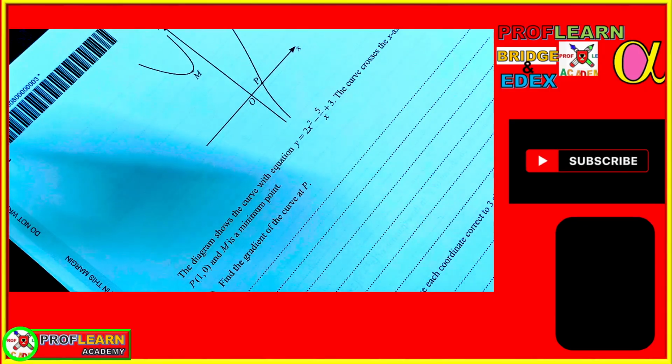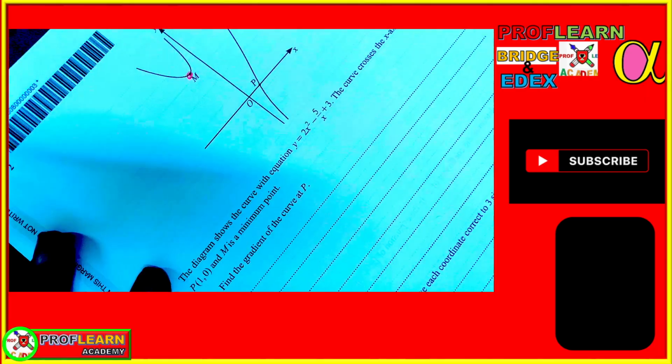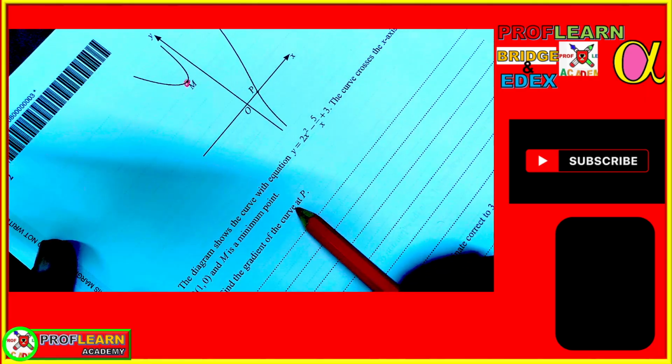Another question I'm going to teach is question 2. The diagram shows the curve with this equation. The curve crosses the x-axis at the point P(1, 0), and M is the minimum point. M is the minimum point, and our M is well seated here. This is the M that we are talking about. Then find the gradient of the curve at P.